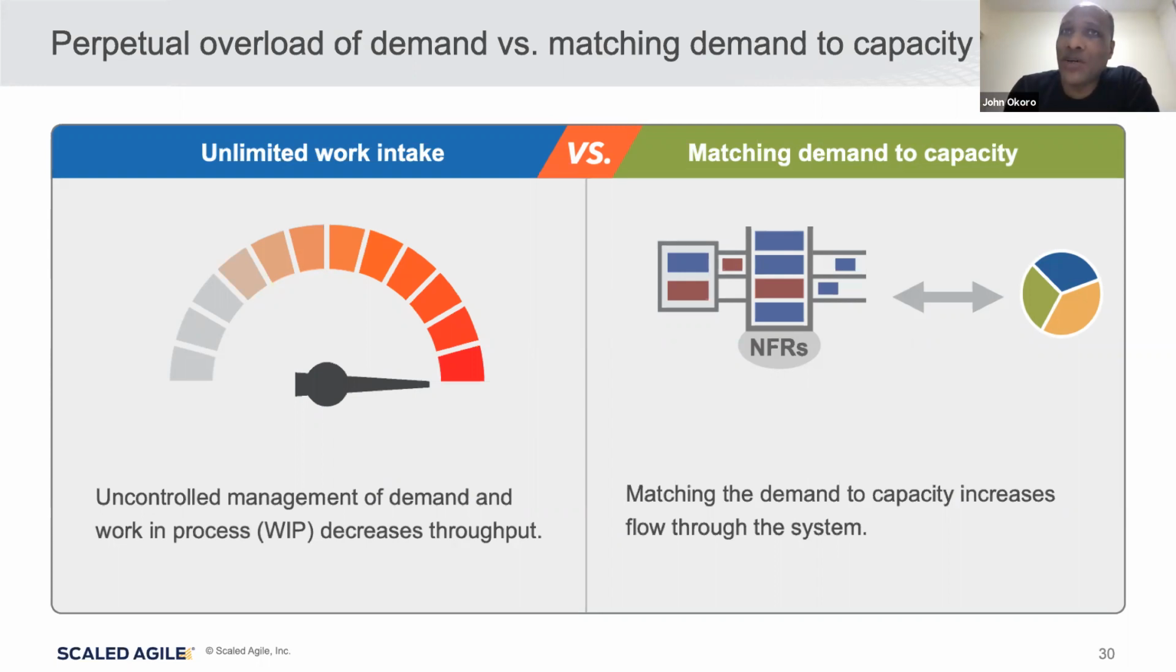Or lean startup cycle. So very different from unlimited work intake, which almost always ends up with everything blowing up, right? I'm sure many of you have been on projects that have blown up like that because people kept taking work, and it seems like no big deal, but then you get 12 months down the road and you can't deliver, right? So that's a big difference.